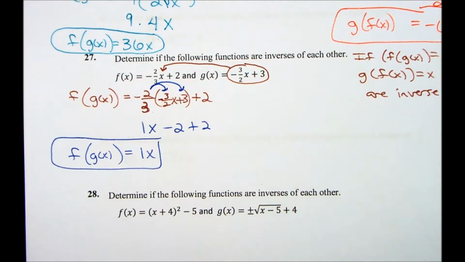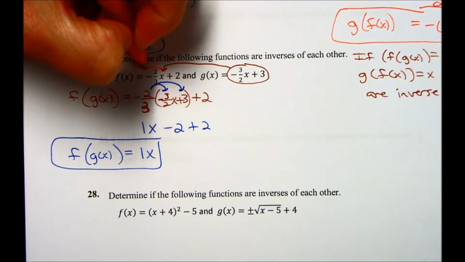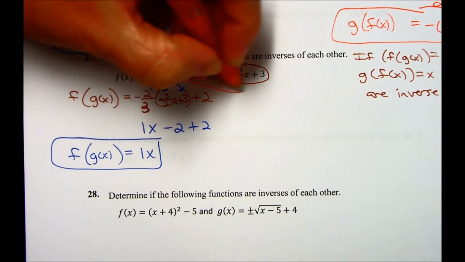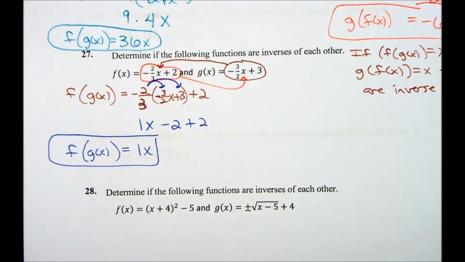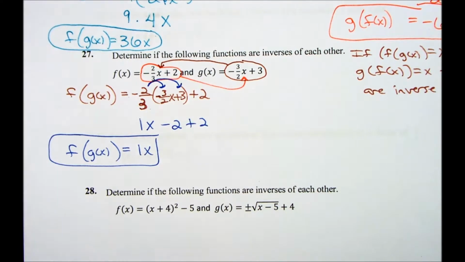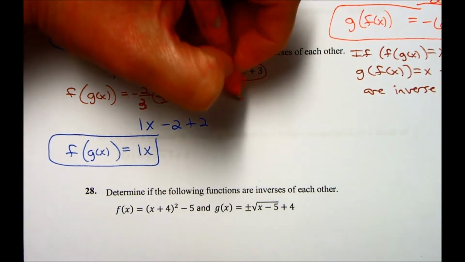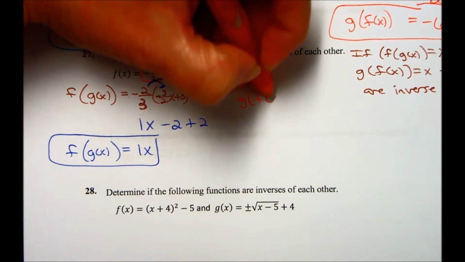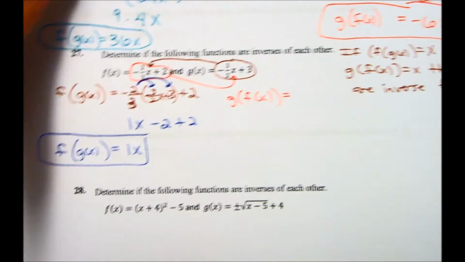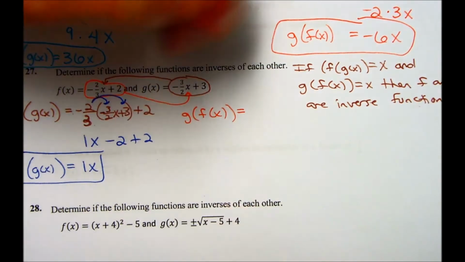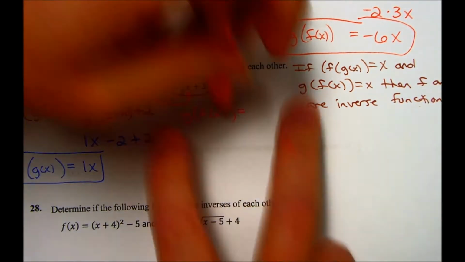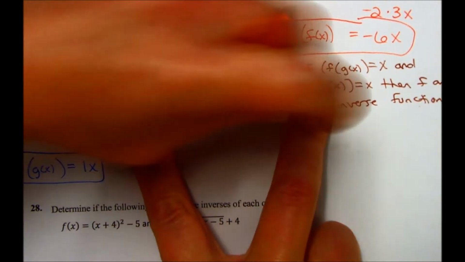But then the other one has to also work. So if we were to take the f function and substitute it into the g function, this should also simplify to just x. So let's see. So this is g of f of x. I don't think I'm going to have room here with this, so I'll move it down a little bit.